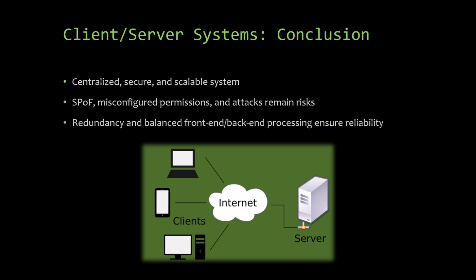Client-server systems centralize management, improve security, and allow for scalable performance. Of course, risks such as single points of failure, misconfigured permissions, and cyber attacks still exist if the system is not carefully managed. By implementing disaster recovery, redundancy, and balancing front-end and back-end processing, organizations can ensure reliability and smooth performance. Overall, the client-server model offers a secure, efficient, and scalable framework that is essential for running modern businesses, supporting collaboration, and managing large volumes of data effectively.